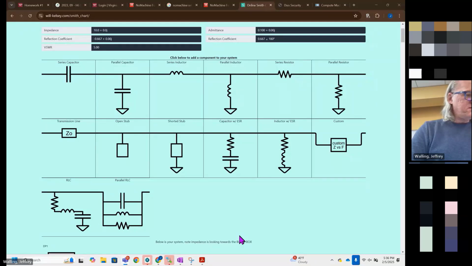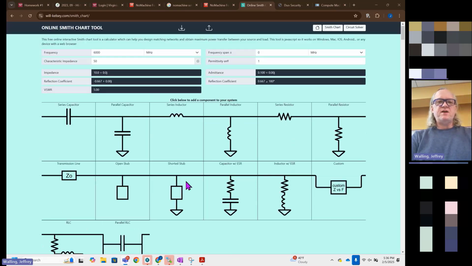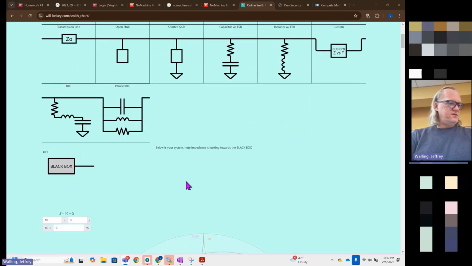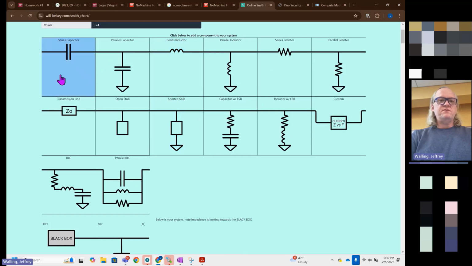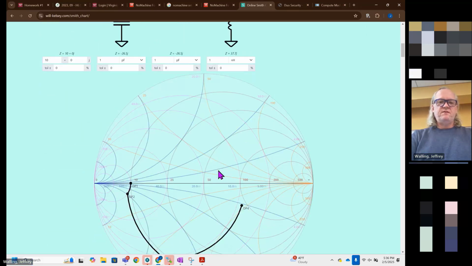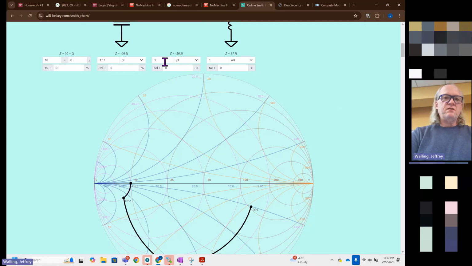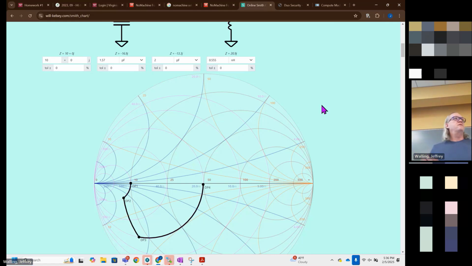All right. Let's look at the homework solution here. So here is my tapped C match. We started at 10 ohms. We have a shunt cap, a series cap, and a shunt inductor. And I calculated this to be 1.57 and 2 picofarads and 555 pico. Yeah, there we go.